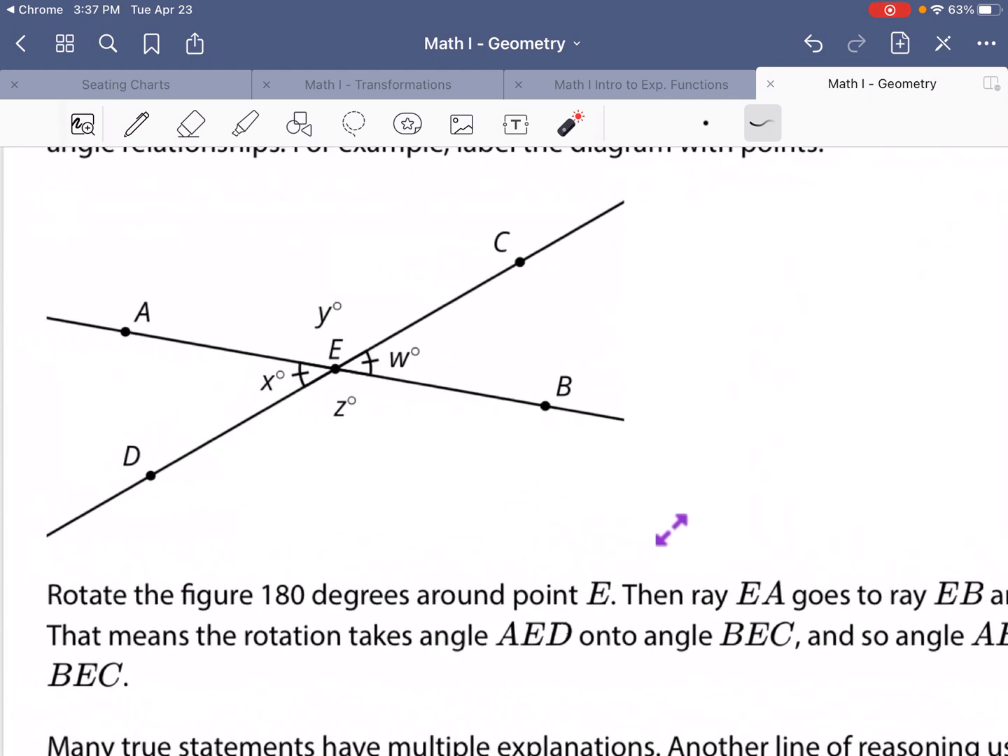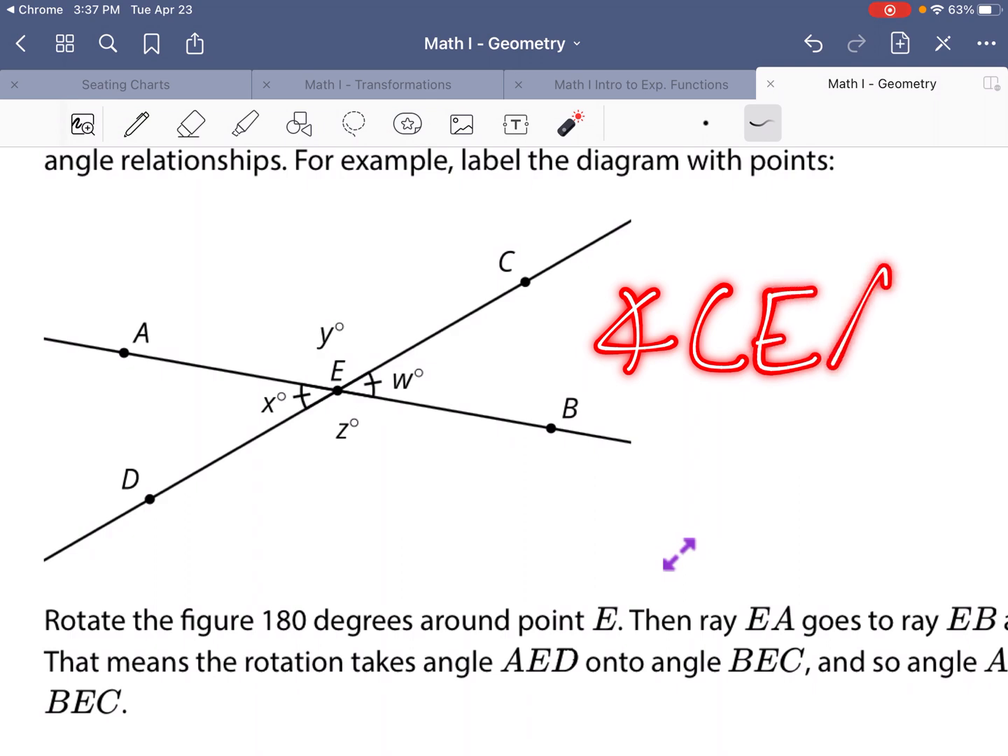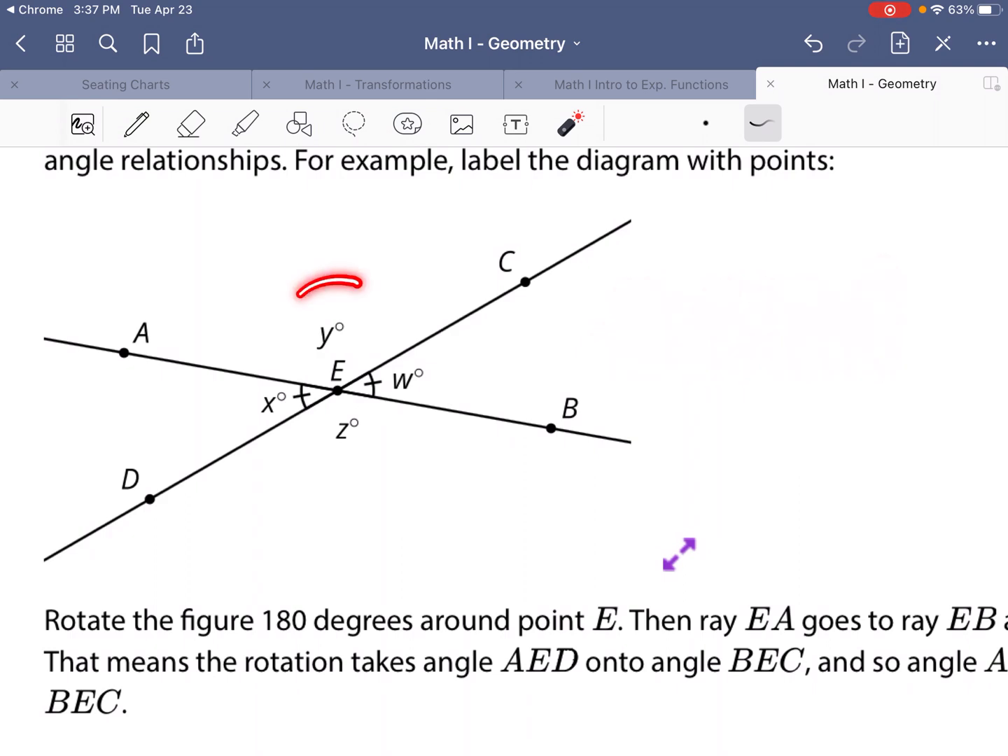So, taking a look at this, we label the diagram with points. We've got A, B, C, D, and E right here in the middle. Now, keep in mind, when you name an angle, this angle right here is angle AEC, or we could actually name it angle CEA. And the measure of that angle is y degrees, and the measure of the vertical angle, the one across from it, is z degrees.